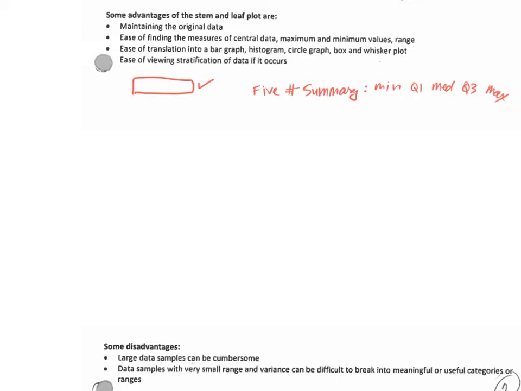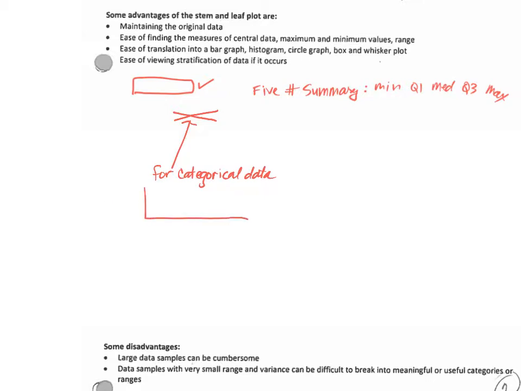All right. Now there is something wrong here in this next statement, and so I want us to talk about it. It says ease of transferring or translating it into a bar graph, histogram, circle graph, box and whisker plot. A bar graph is not appropriate because a bar graph is for categorical data, not this kind. What kind of data is this?